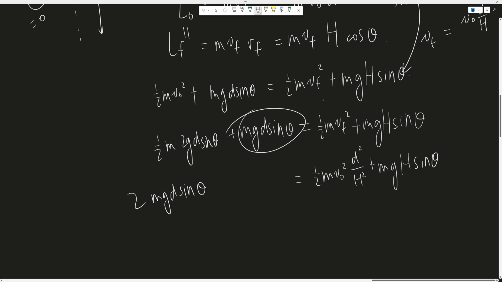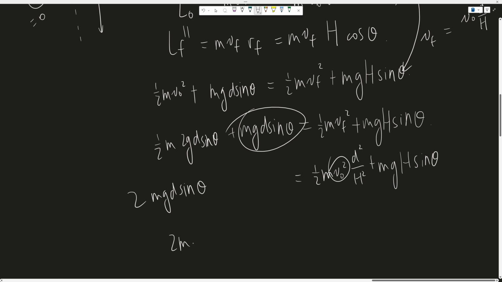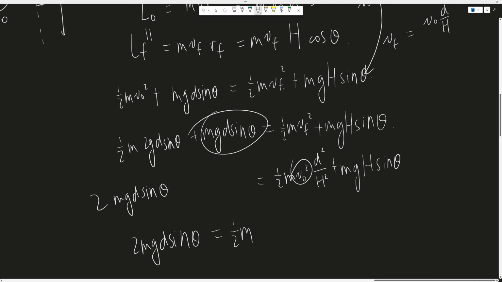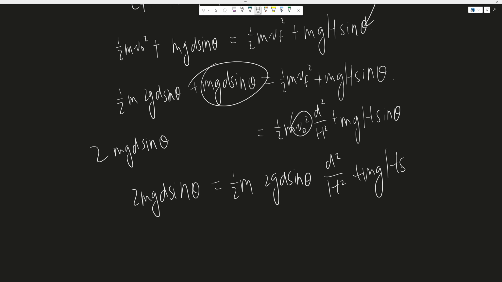And again, we can sub in the v0 of this formula to here. And so 2mgd sine theta equals half m times 2gd sine theta times d squared over h squared plus mgh sine theta. We cancel out the sine theta, and then we can also cancel out the mg, and then here you can cancel out the 2. We have 2d equals d cubed over h squared plus h.